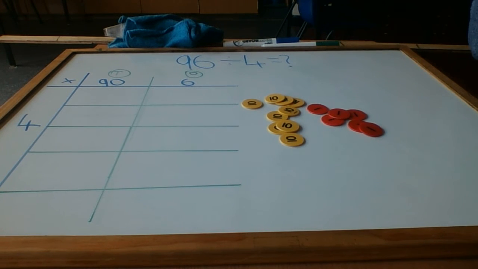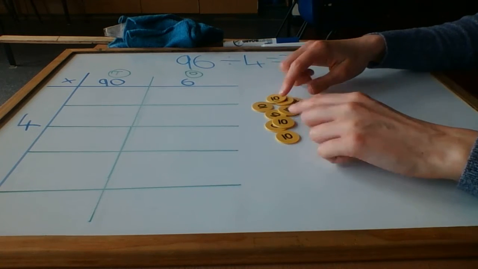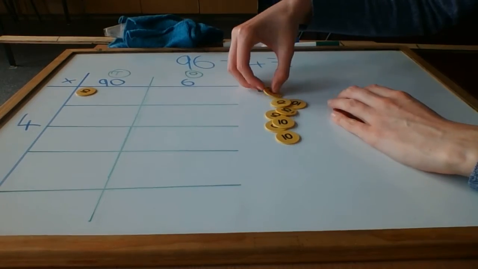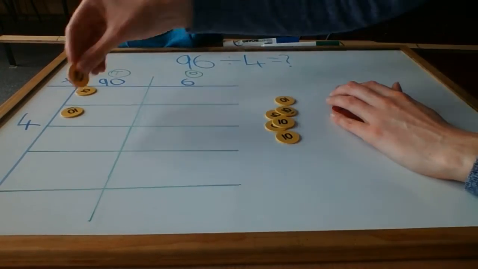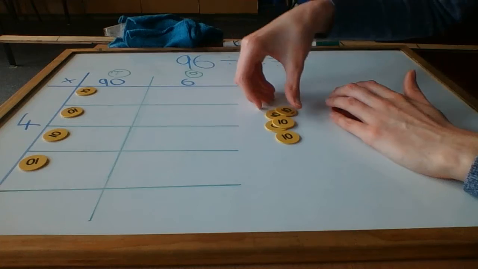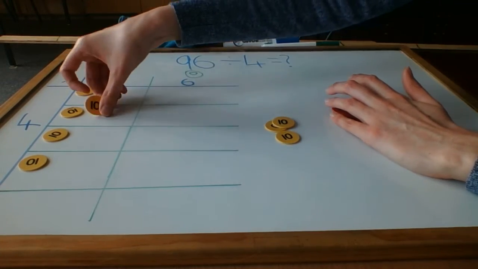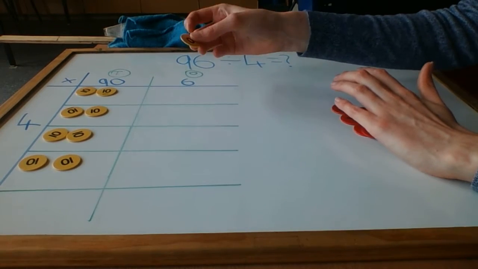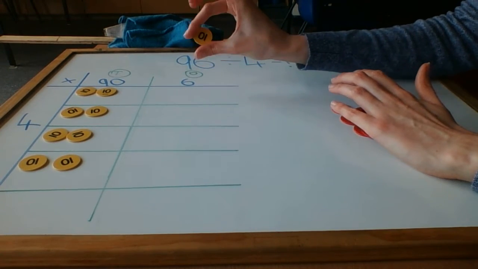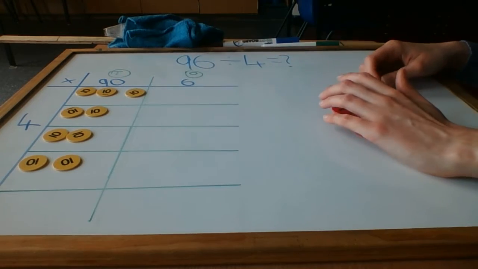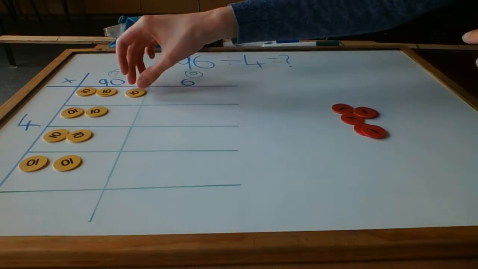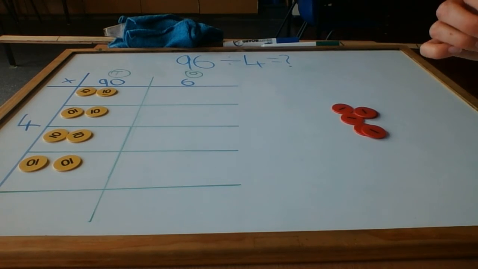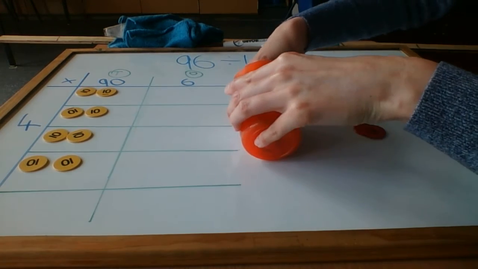6 ones. And as before, we start with the tens. So divide the tens first between our groups. So 1, 2, 3, 4. 1, 2, 3, 4. And like before, I've got a leftover 10. Now, I could put that in there, but as before, that's not fair. So, I need to change that 10 for 10 ones. So, take away that 10 and change it for 10 ones.